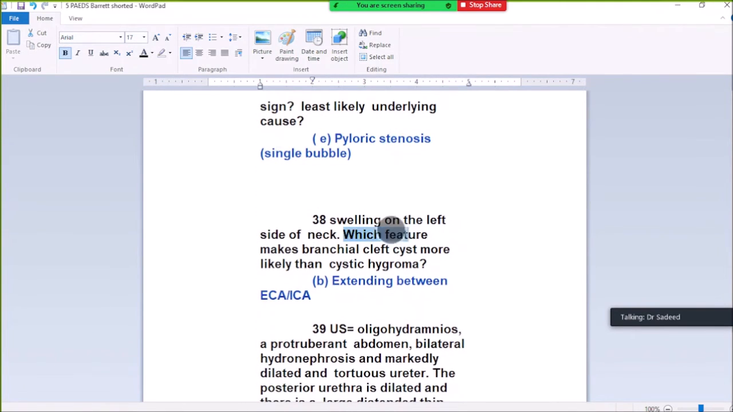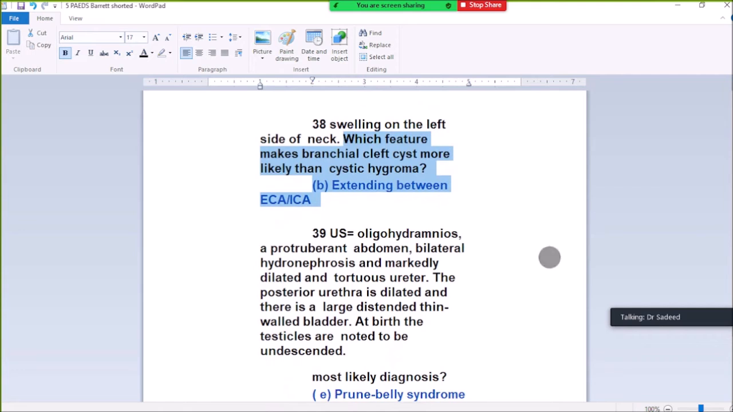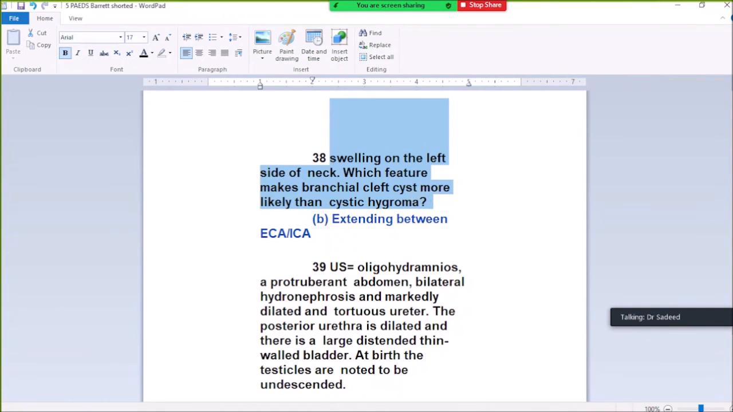38. Swelling on the left side of the neck. Which feature makes branchial clefts more likely than cystic hygroma? Extending between the external carotid artery and internal carotid artery shows a cystic branchial cleft rather than cystic hygroma.